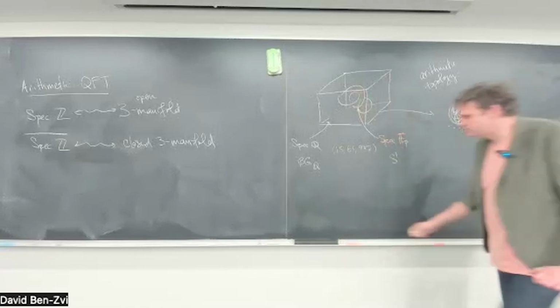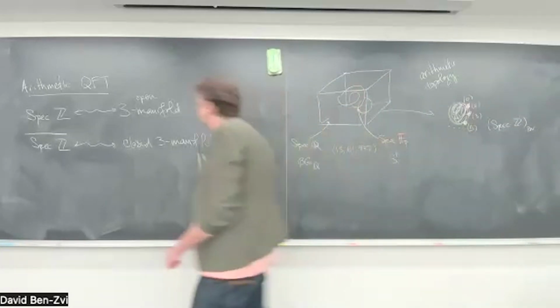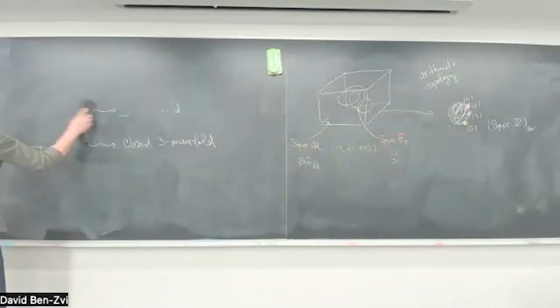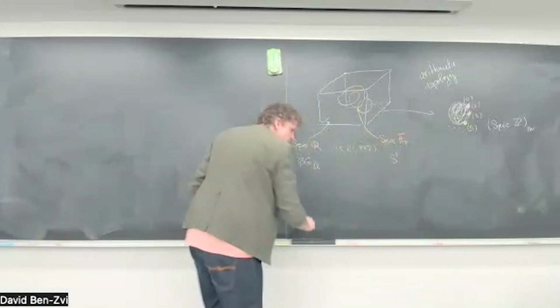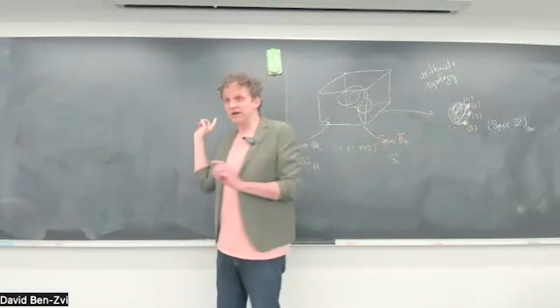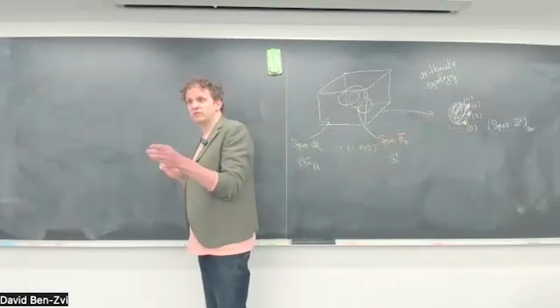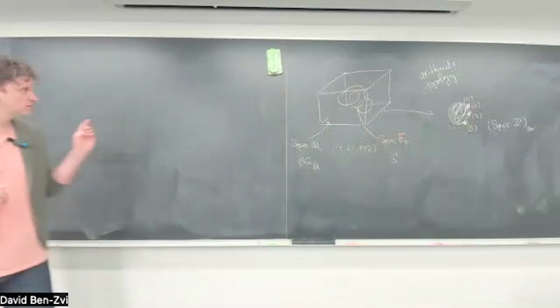In what sense is the absolute Galois group 3-dimensional? That's a great question. So let's have a look at it. The first thing I need to tell you is that I do have to compactify to see the story that I want to tell you now. So I'm going to have to include that Archimedean place.